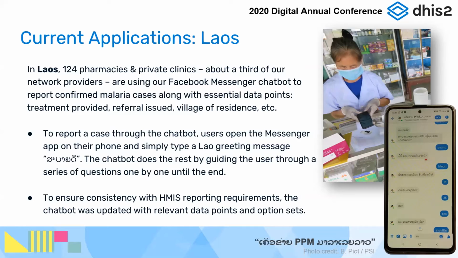How to use it? The user just opens up the Messages app on their phone and simply types a greeting message, and then the chatbot keeps asking the user questions when the user responds to it until the end. The malaria data includes patient gender, age, village of residence, type of malaria infected, treatment provided, and so forth.